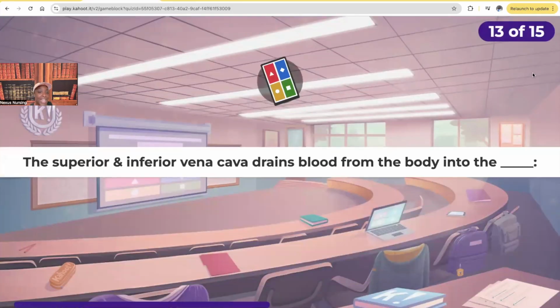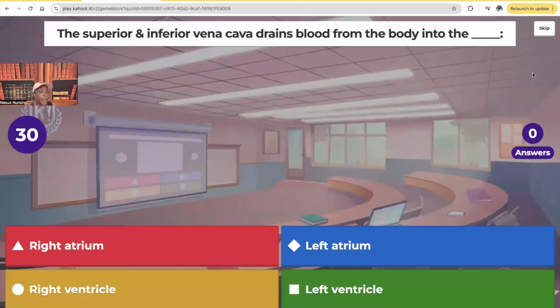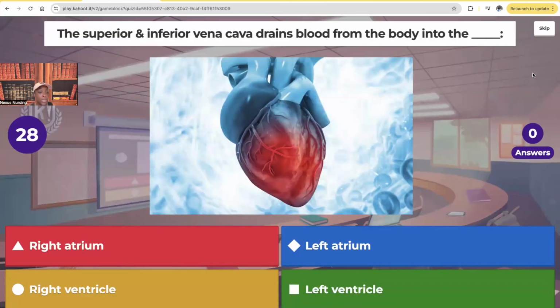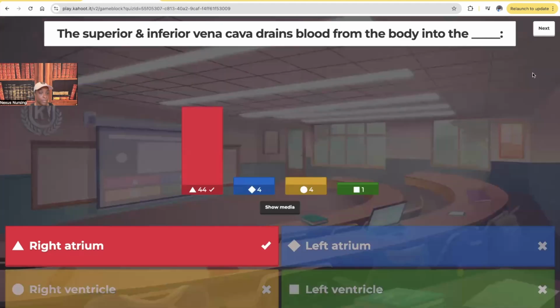Okay, the superior and inferior vena cava drains blood from the body into where? Is it the right atrium, the left atrium, the right ventricle, or the left ventricle? By the way, you cannot escape this. You absolutely have to be able to trace blood in the body. Oxygenated and deoxygenated. You can't run away from it. Make sure you can do that. Very good. Right atrium.